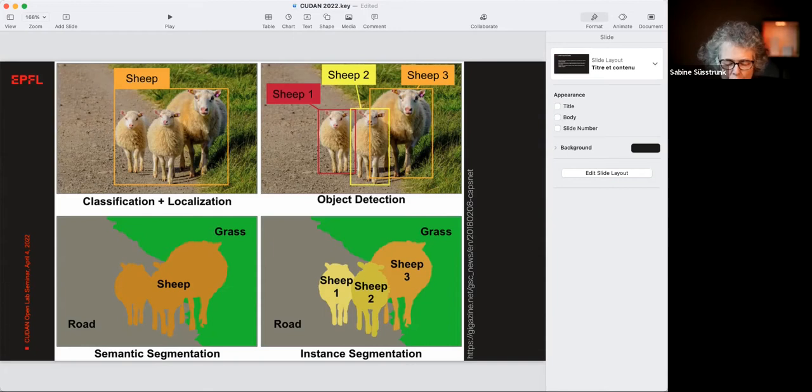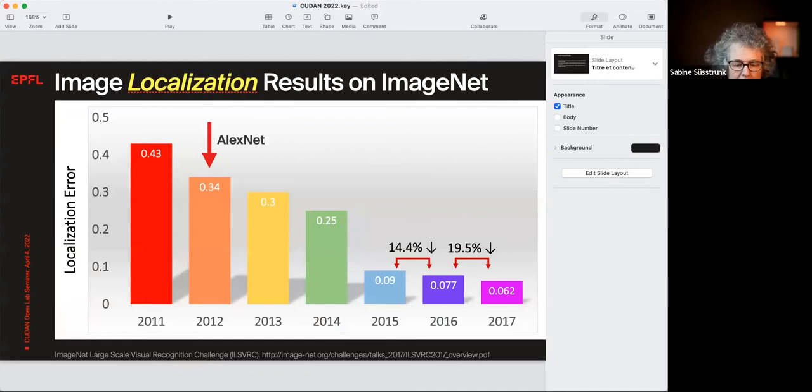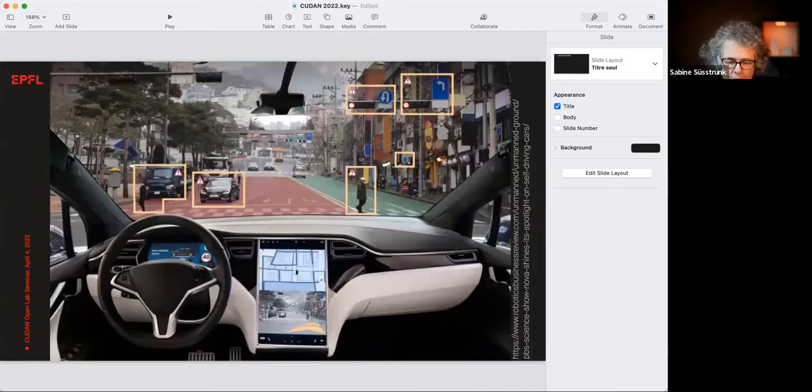Localization is a little bit more difficult than classification. If you look at the localization results on the same ImageNet database, you can see that the localization error was also reduced by about 10% when AlexNet, this first deep network, came along, and then reduced again by another 2 orders of magnitude up to now. That's primarily due to some other deep learning architectures, but I won't go into these details in this talk.